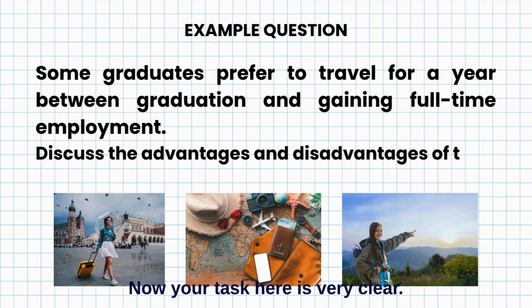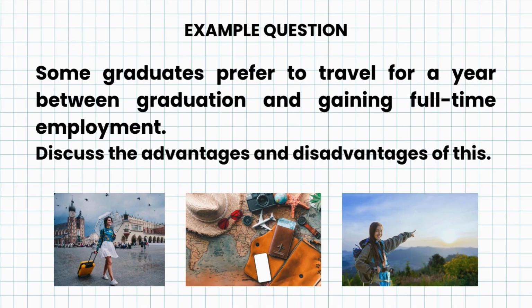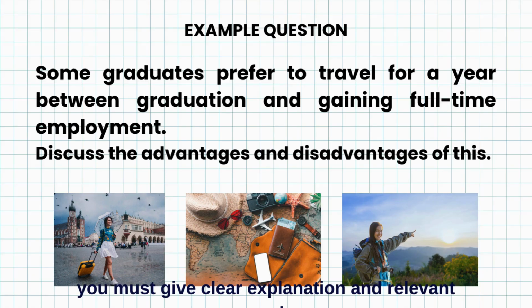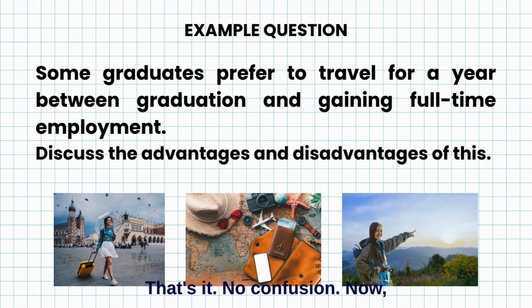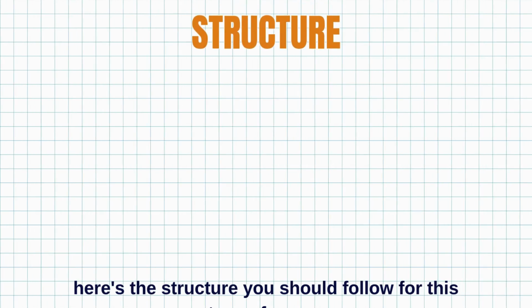Now your task here is very clear. You simply need to talk about both sides, the advantages and the disadvantages. And for each side, you must give clear explanation and relevant examples. That's it, no confusion. Now, here's the structure you should follow for this type of essay.